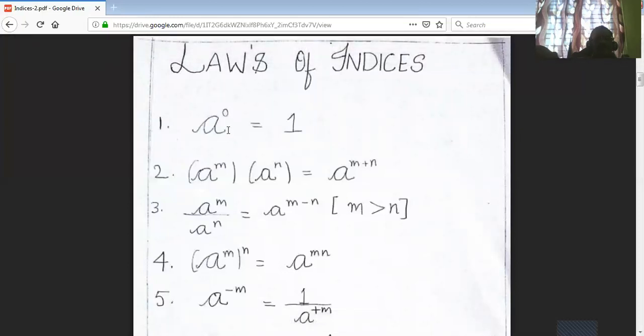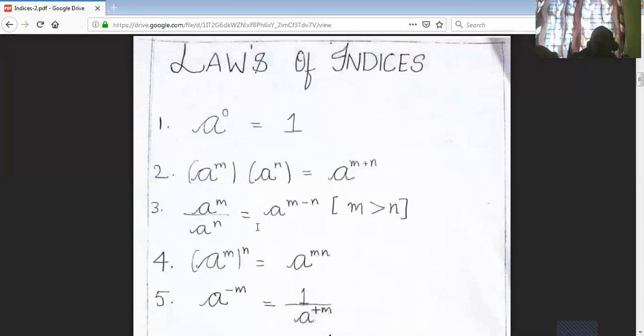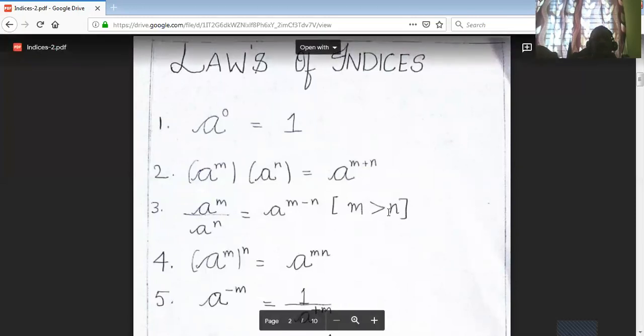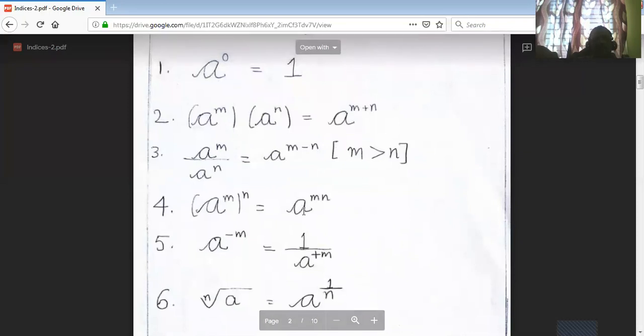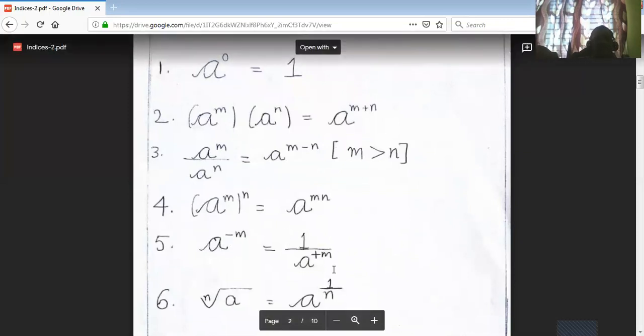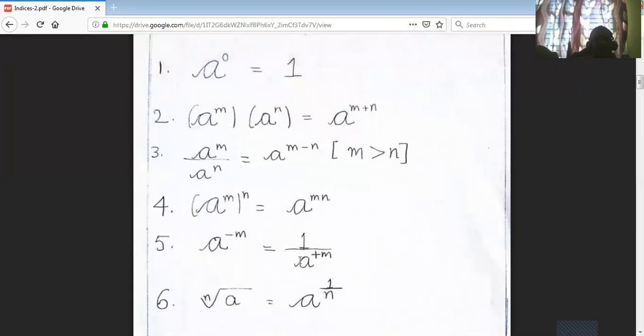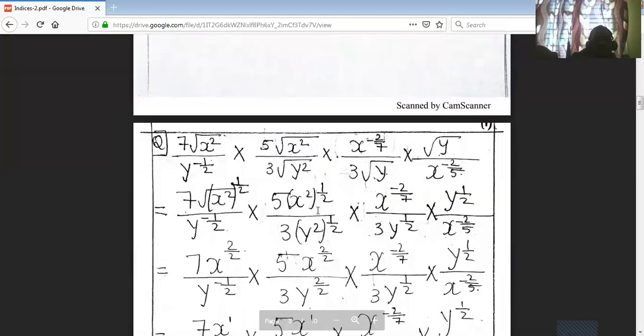Just to remind you, a power 0 is 1. a power m multiplied by a power n is equal to a power m plus n. a power m divided by a power n is a power m minus n, where m is more than n. If m is less than n, this becomes n minus m. That's it. (a power m) power n is a power mn. a power minus m is equal to 1 divided by a to the power of plus m. This is the sixth law: the nth root of a is equal to a to the power of 1 by n.